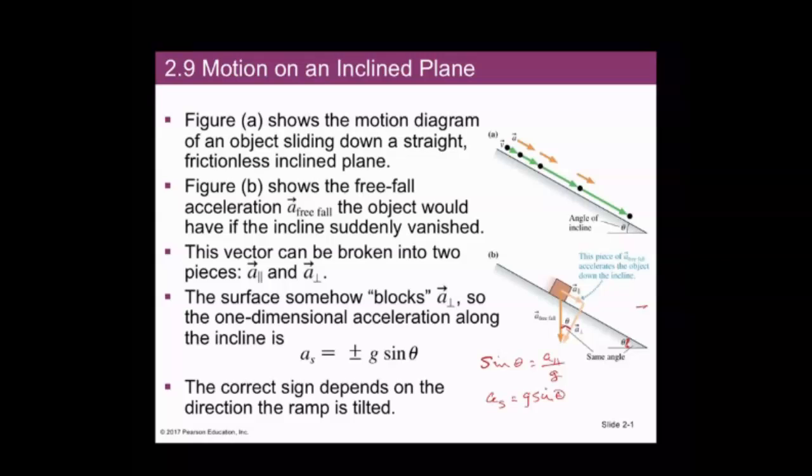And the sign of a sub s can be positive or negative, depending on the direction that the ramp is tilted. Note that this is a constant acceleration as the object slides down the incline, so the four kinematic equations for constant acceleration will apply.